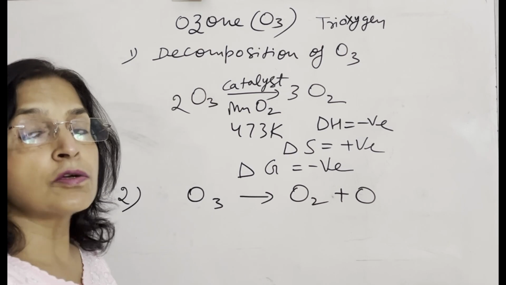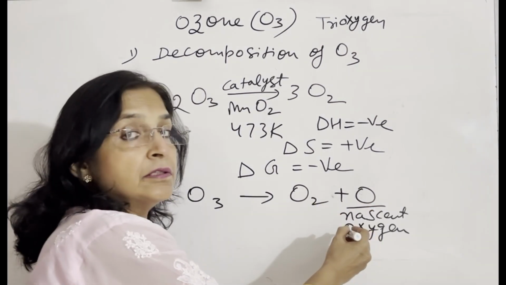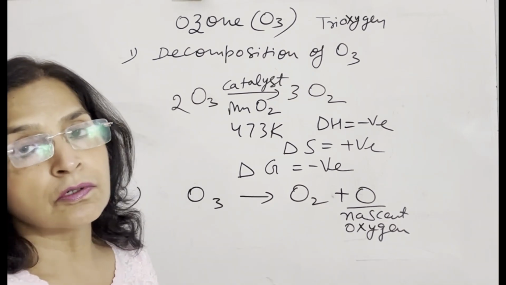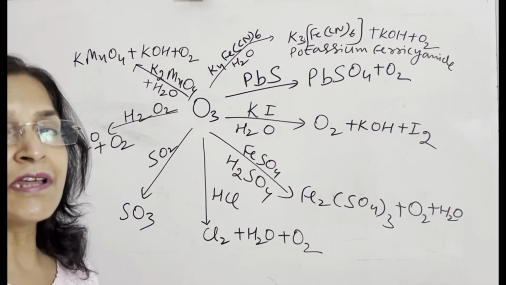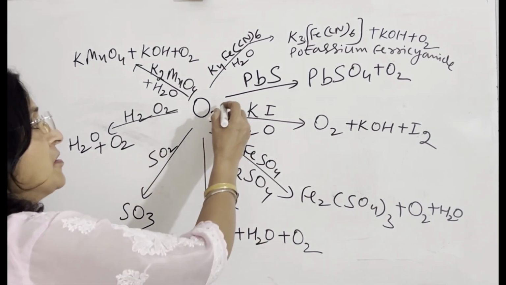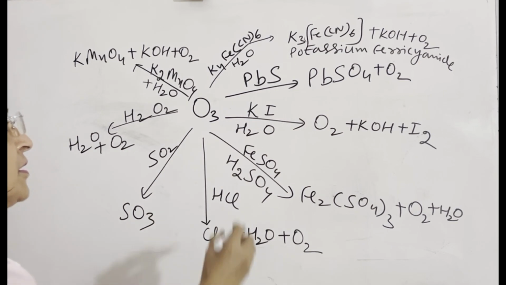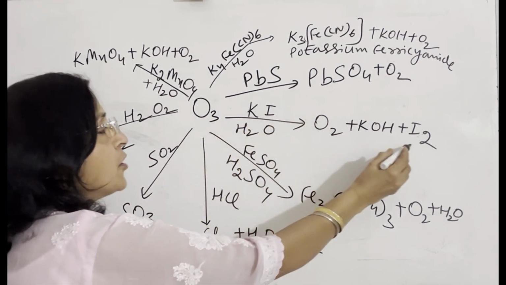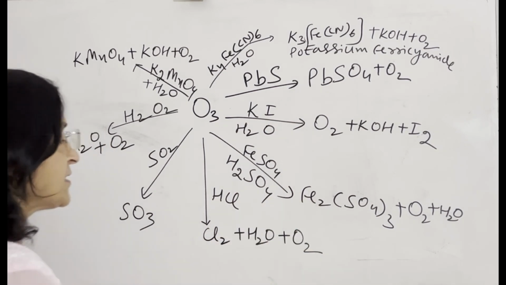Ozone acts as an oxidizing agent. Ozone releases nascent oxygen and this nascent oxygen brings about oxidation. Ozone is a powerful oxidizing agent and it oxidizes a number of compounds. For example, ozone oxidizes lead sulfide to lead sulfate. Ozone oxidizes potassium iodide to iodine. Ozone oxidizes ferrous sulfate to ferric sulfate.